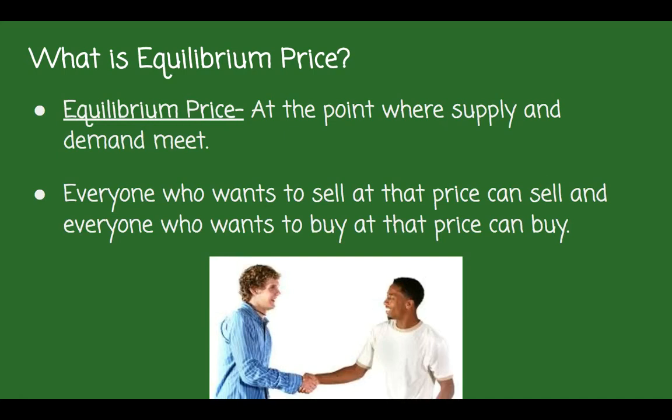So now that we understand supply and demand, I said originally that price is determined by the interaction of supply and demand. So now let's talk about when those two graphs meet right in the middle, that's when we get our price. We call this our equilibrium price. Equilibrium price is the point where supply and demand meet. Everyone who wants to sell at that price can sell at that price, and everyone who wants to buy at that price can buy at that price, and everyone is happy.